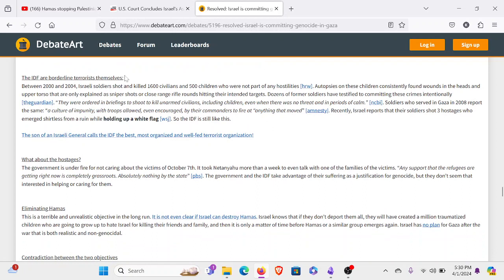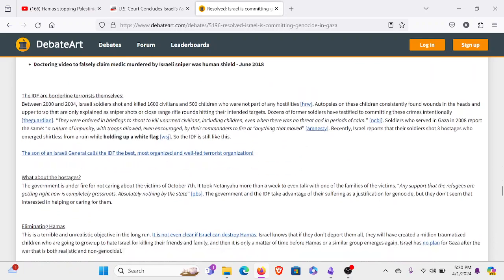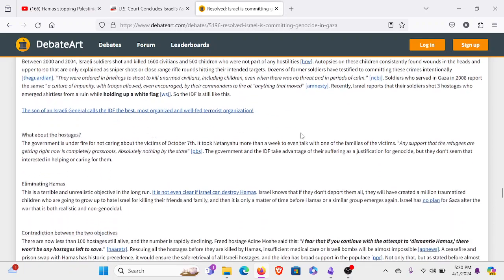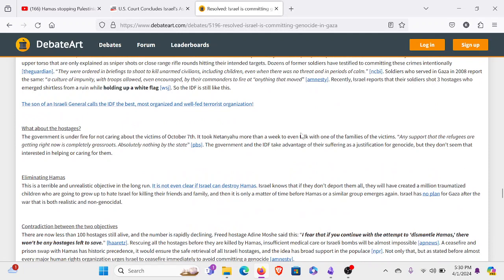The IDF are borderline terrorists themselves. Hyperbole. That's what that is. That's what that's called. Hyperbole.